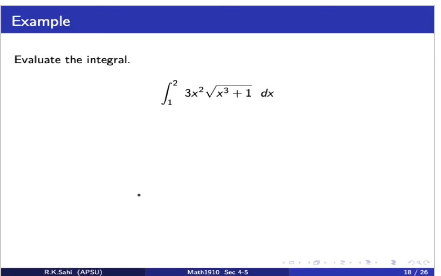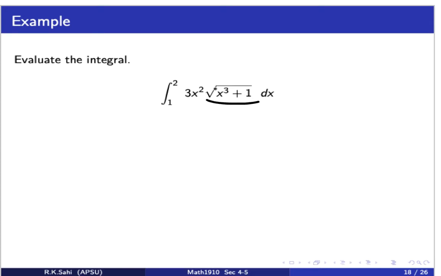Okay, so before we do the other 1 to 5, I want to try this one. This is much simpler than the one I just showed. So let's look at this: evaluate the integral from 1 to 2 of 3x squared times the square root of x cubed plus 1 dx. So clearly this one is the key.